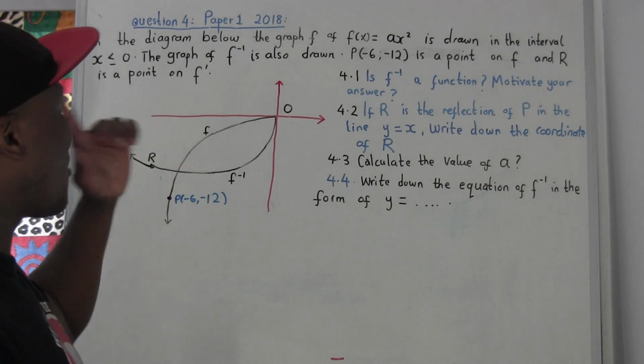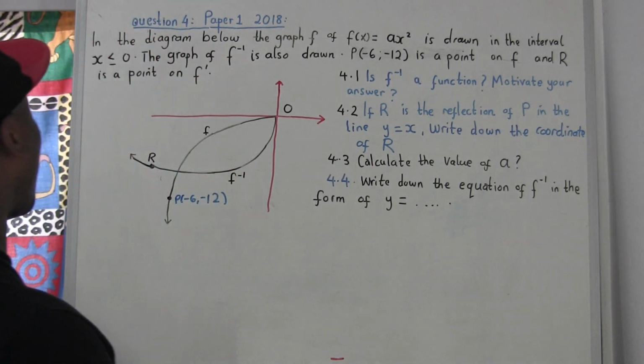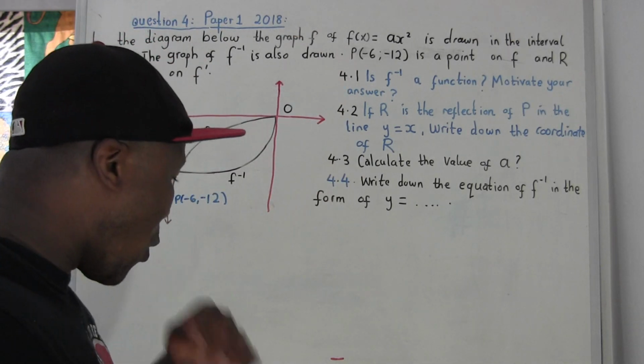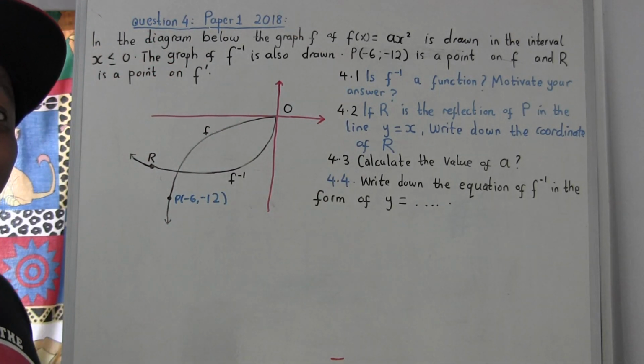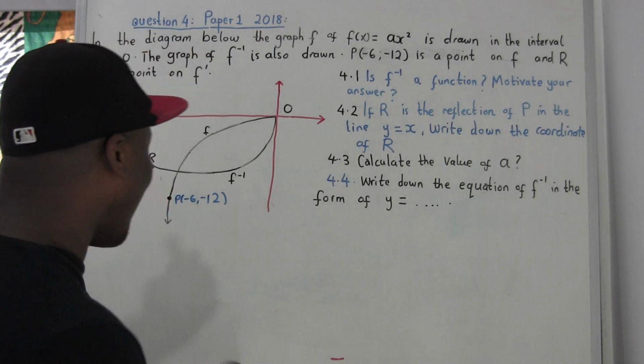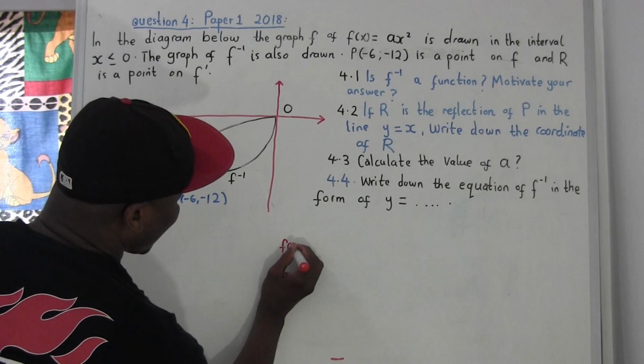So, question number 4, paper 1, 2018. In the diagram below, the graph of f of x equals ax squared. So this is a function, right? Whenever you have a function in this format, f of x means function.